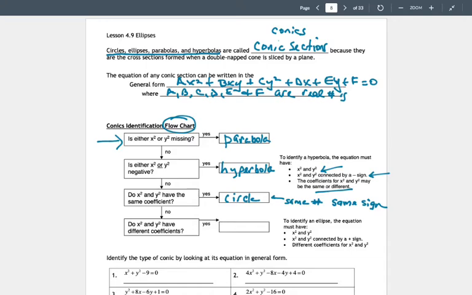If you have an x and a y squared, but they have different coefficients, but the same sign, then that's an ellipse. So it kind of breaks it down over here. You have an x and a y squared, and the x and the y squared are connected by a plus sign, but they have different coefficients in front. All right, let's look at some of these examples.